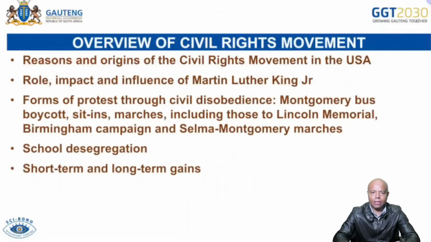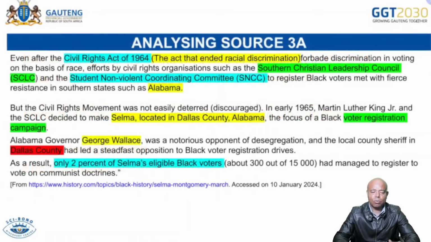And what transpired there is they marched from Selma to Montgomery, and more than 20,000 people joined the march. When they reached Montgomery, President Lyndon Johnson signed what we call the Voting Rights Act. And this is now basically, learners, the content of the civil rights movement. Now let's quickly go to the source. Please take note, it has been highlighted already.